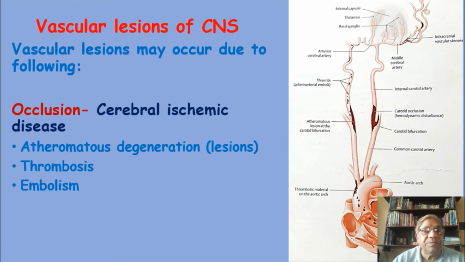The vascular lesions may occur due to the following conditions. The first is occlusion, that means there is a blockage. And why will this blockage take place in an artery, either the vertebral, or the branch of the cerebral, or the internal carotid artery? This may take place by three different mechanisms, which you will learn in great detail in your higher classes. But condition number one is atheromatous degeneration.